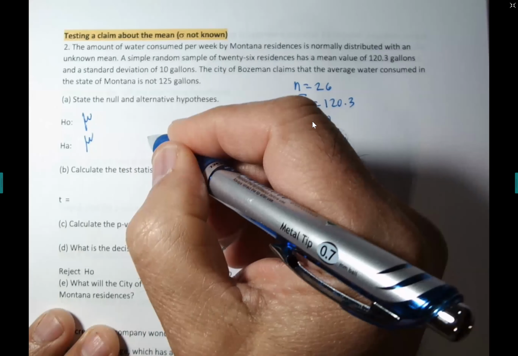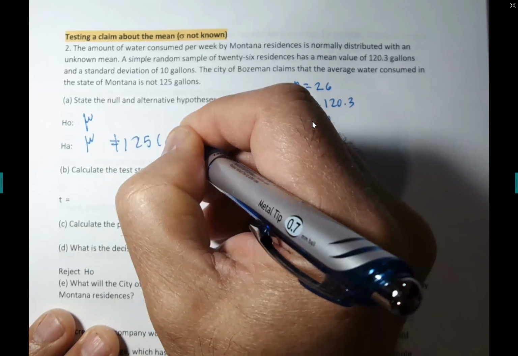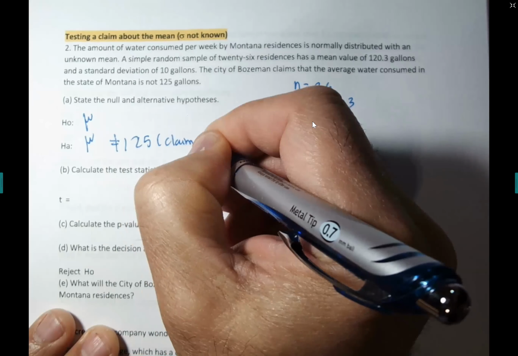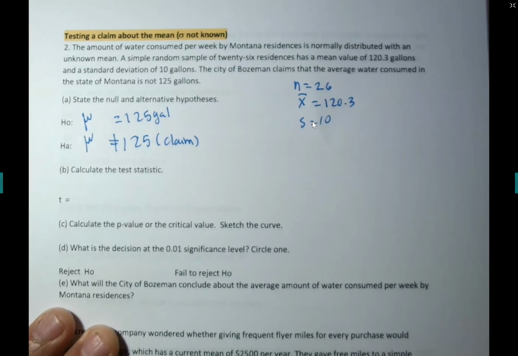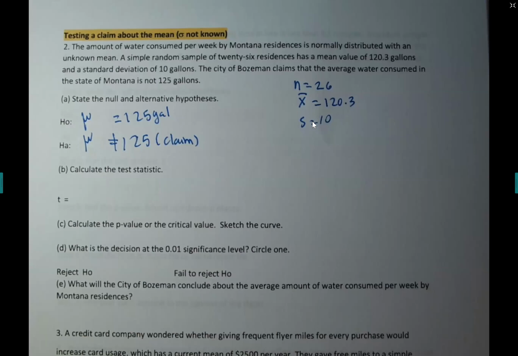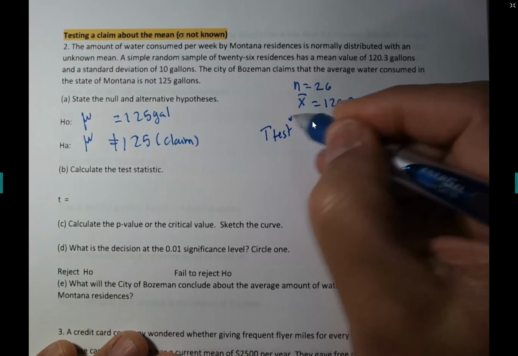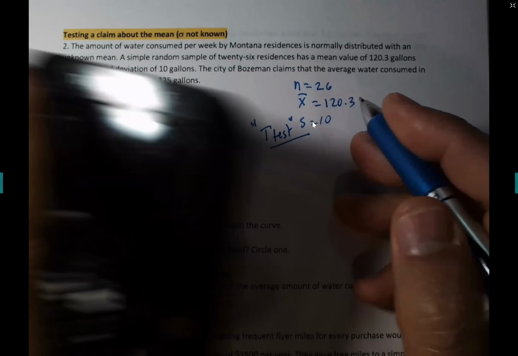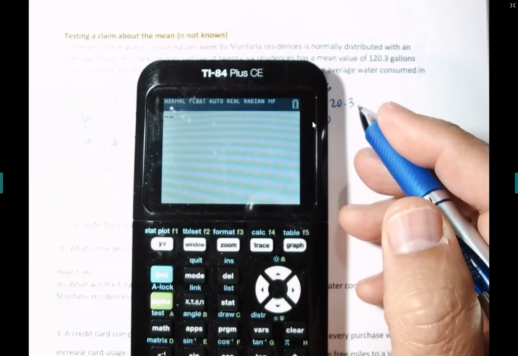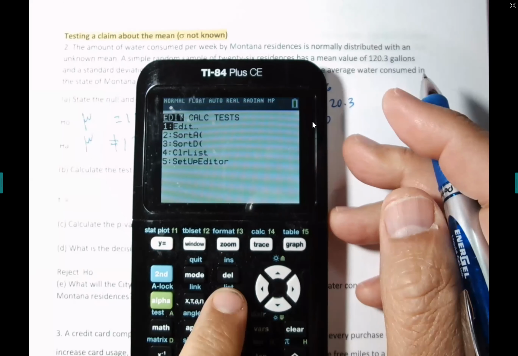Mean is not equal to 125 for the HA. And that's the claim. You agree? Yeah. Okay. This is, guys, if S is given, this is a t-test. So we're just going to go to the t-test right away. And what the t-test is going to give us is two values. One is called the test statistic, and one is called the p-value. So you just go to test.